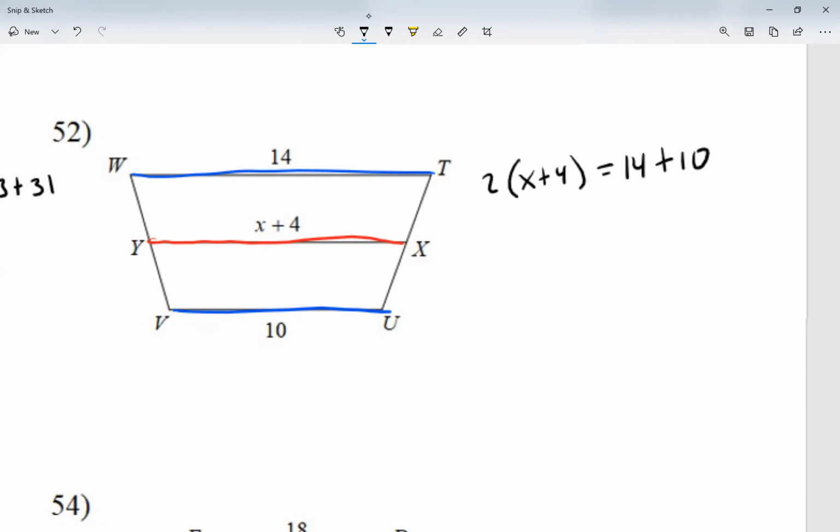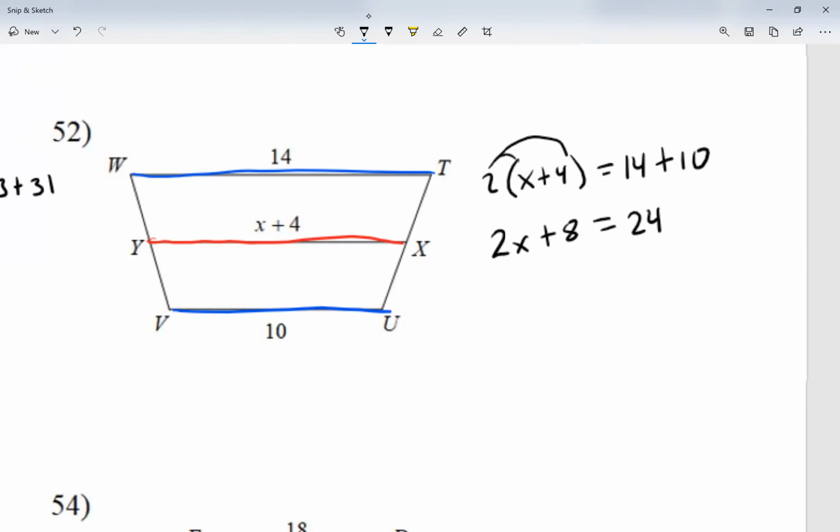Now, some of you might ask, does it matter if I go 14 plus 10 or 10 plus 14? No, in addition, it doesn't matter. All right, so let me get rid of parentheses. Let me multiply the 2 to the inside, so I get 2x plus 8 equals, now 14 plus 10, let me just call that 24.